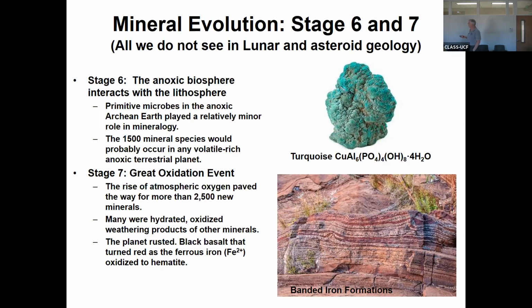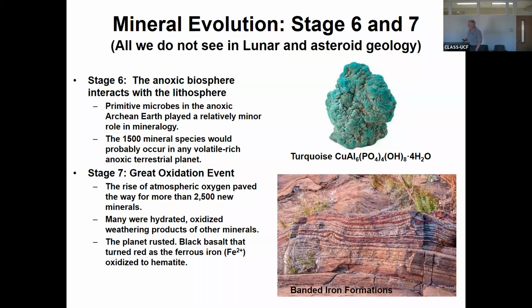You start getting an anoxic biosphere that interacts with the lithosphere and primitive microbes. And really, the advent of bugs is a huge catalyst for mineral development. And so you get up to 1,500 mineral species. And probably any volatile-rich anoxic terrestrial planet will have about that many.